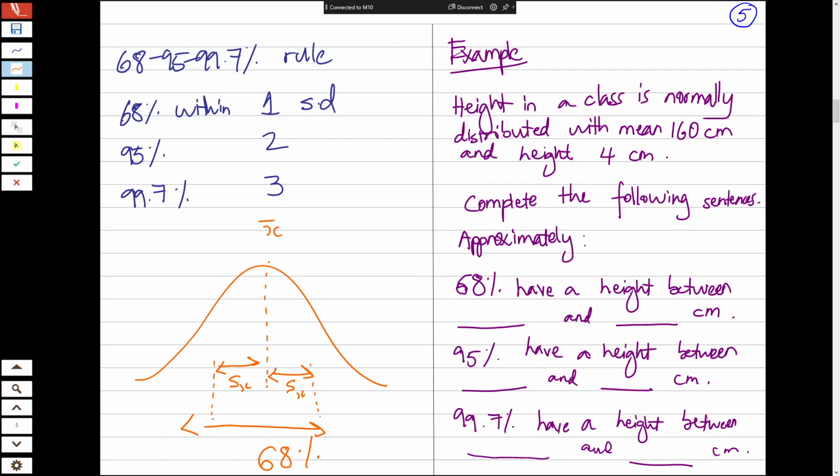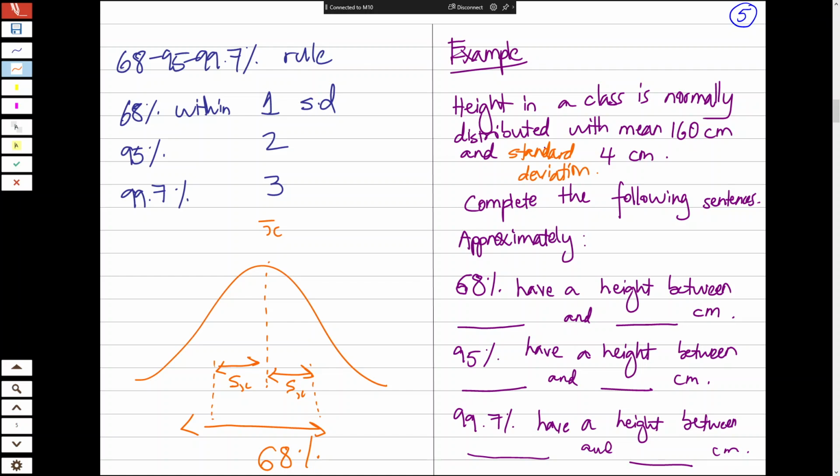The mean is 160, and I'm really sorry, this should say standard deviation, not height. Standard deviation. Now this will make more sense. The mean is 160, and the standard deviation is 4. If you can complete this question, you're good to go with this. If I start in the middle, the mean, and go out one standard deviation in both directions.